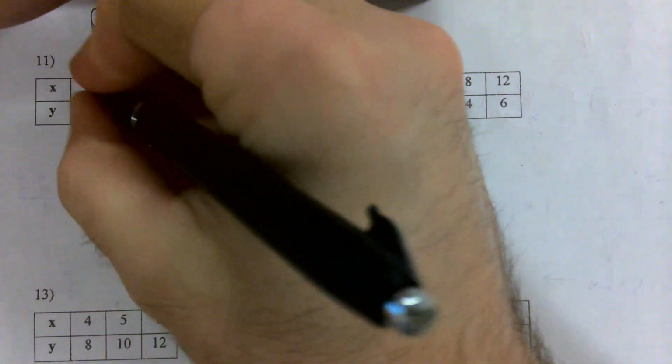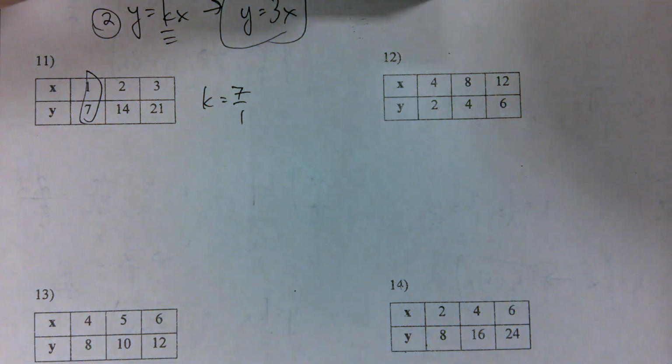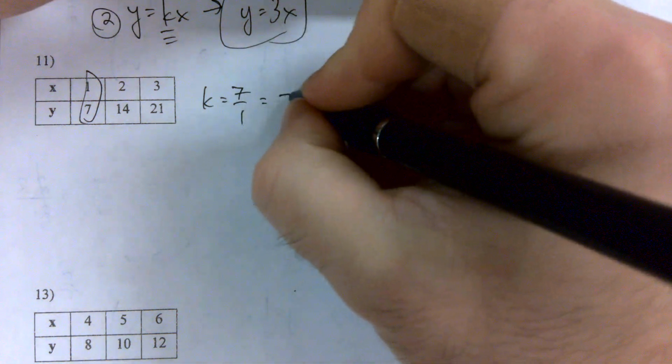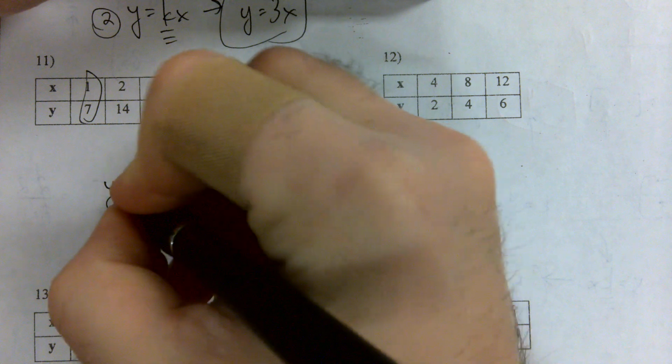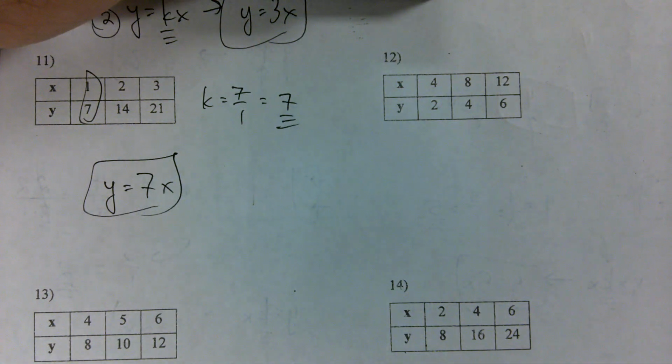Moving on to number 11. K is equal to y over x, which is 7 over 1. Anytime we have a 1 on bottom, we can get rid of it, and my k is 7. There's my equation, y is equal to 7x.